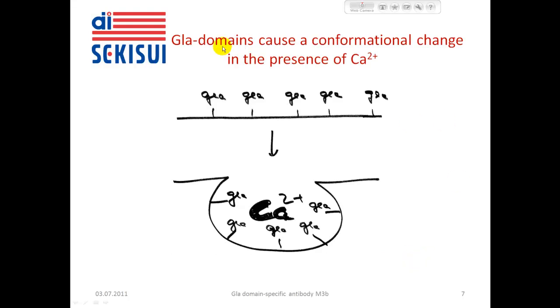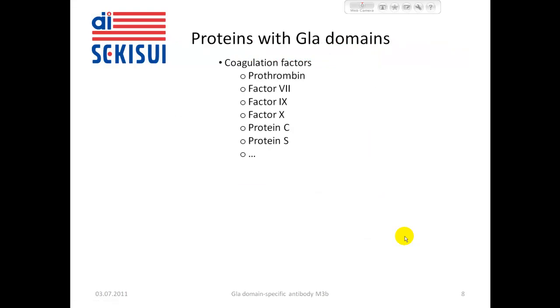Here a schematic description. The Gla domains cause a conformational change in the presence of calcium. Gla domain, calcium binding, and then this transition, folding of the protein in a certain manner, which is important for proper biological activity. Several proteins with Gla domains are known.